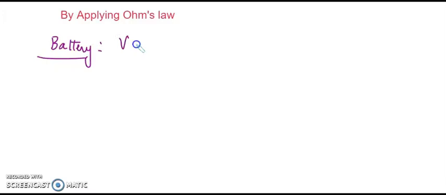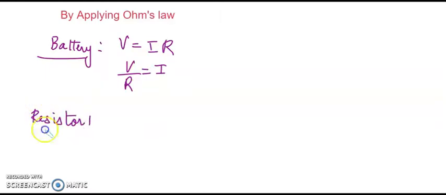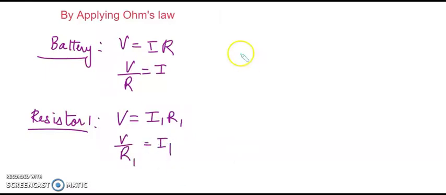So for the battery, V equals I R. So can I say current is equal to V upon R, right? For resistor 1, it will be V equals I1 R1. So can we say V upon R1 equals I1, right?